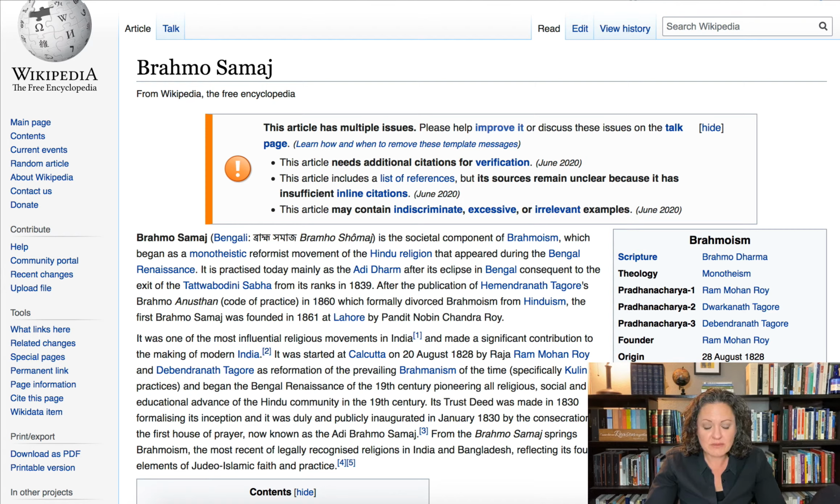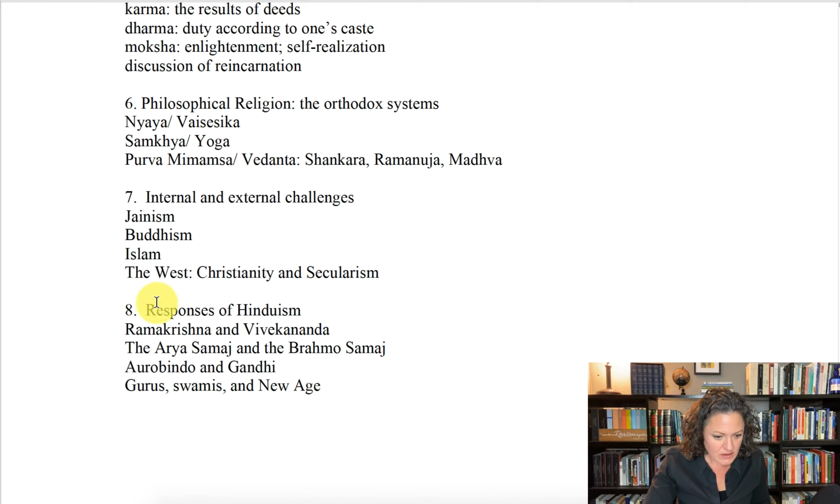So you can see the Arya Samaj is going back to the pure Vedas. Brahmo Samaj is going to side more with secularism, rationalism, and what reason leads us to drop the tradition. We're going to see that this is something that happens in several of the religions as a response to the challenge of secularism. All right, now let's talk a little bit about Gandhi and his way of responding to the colonization by the British.